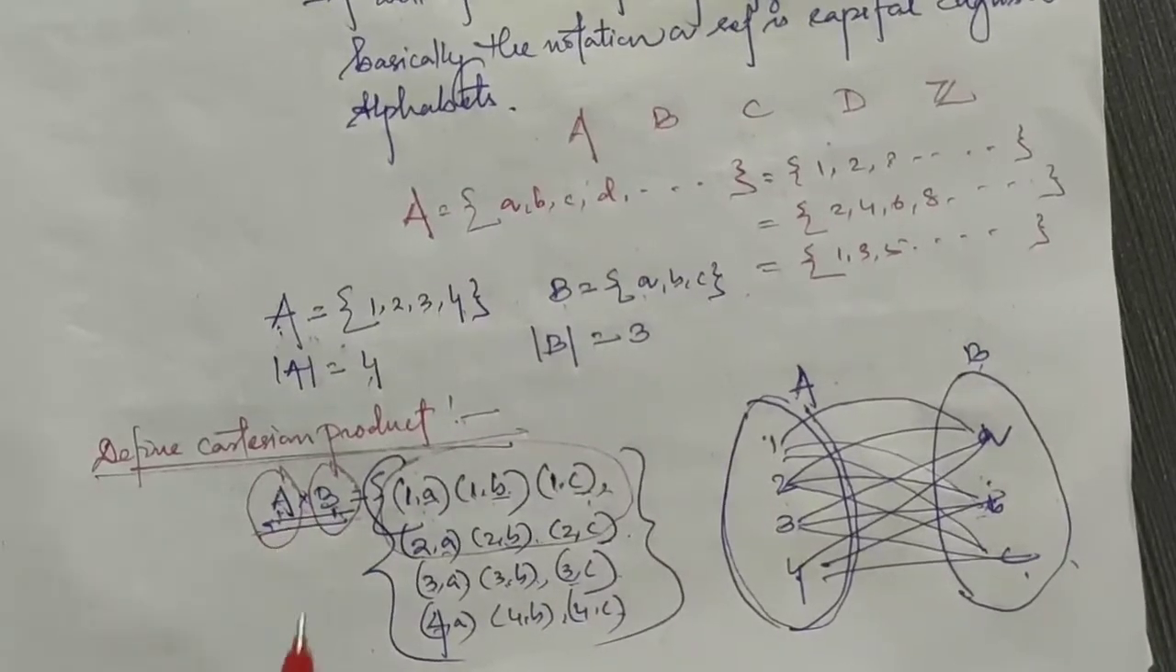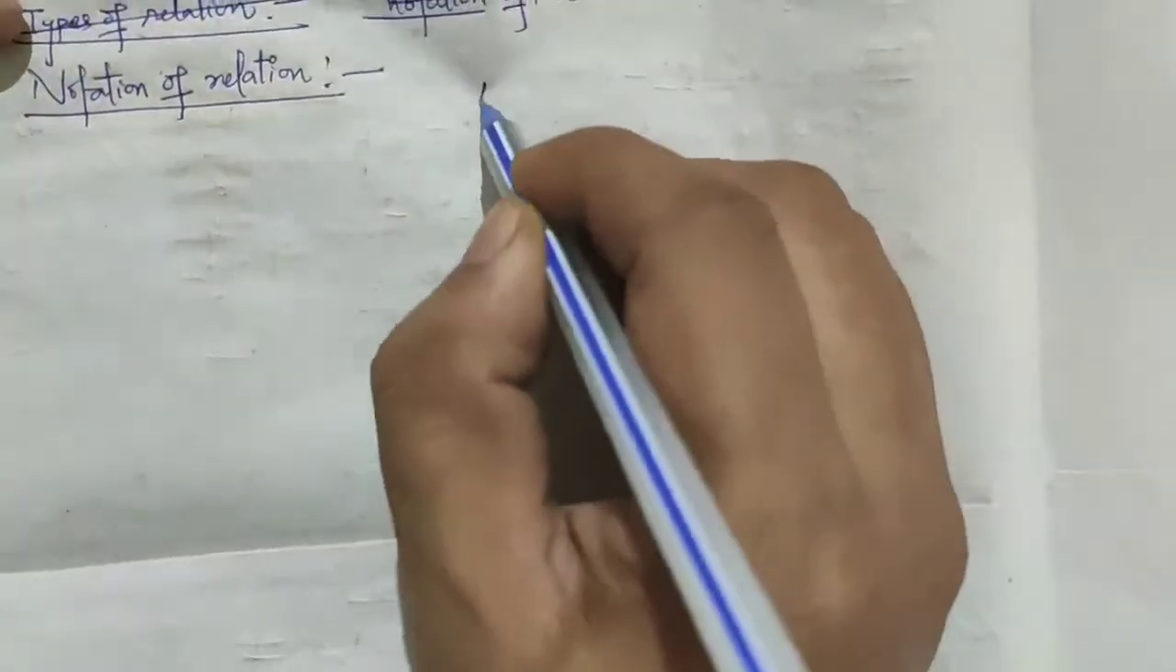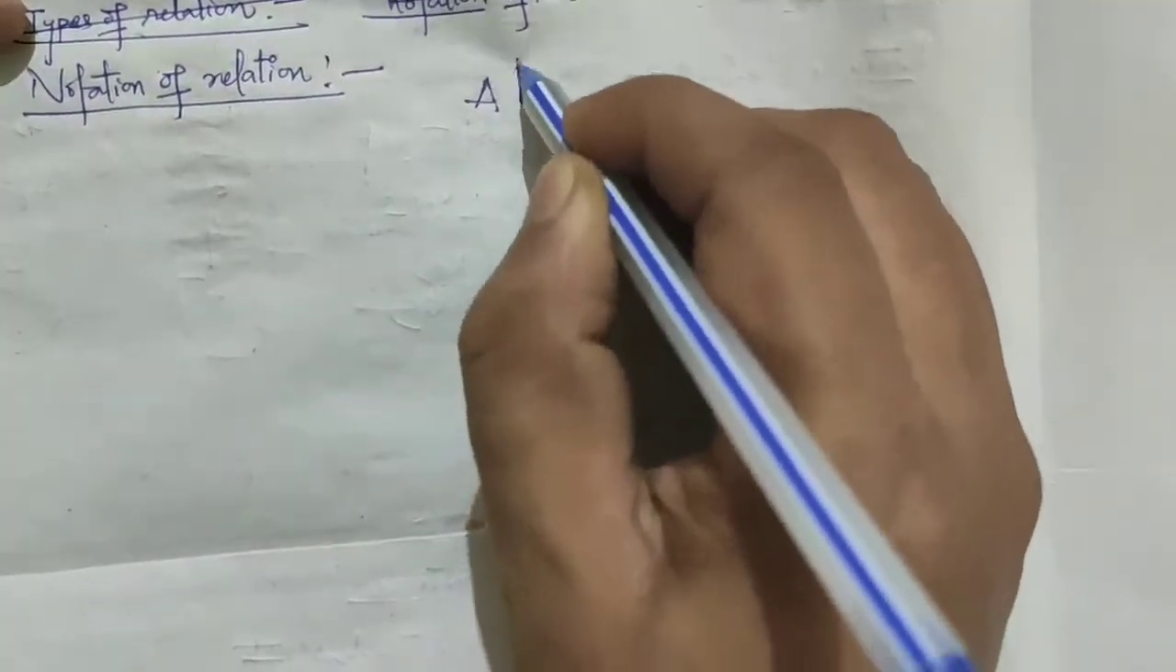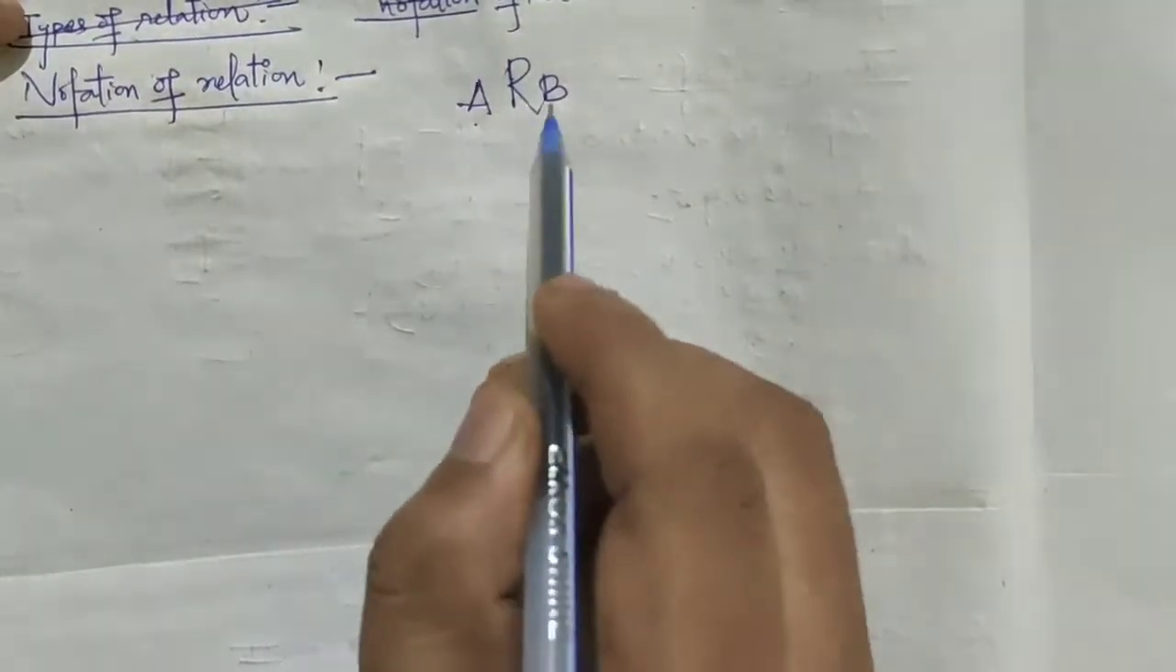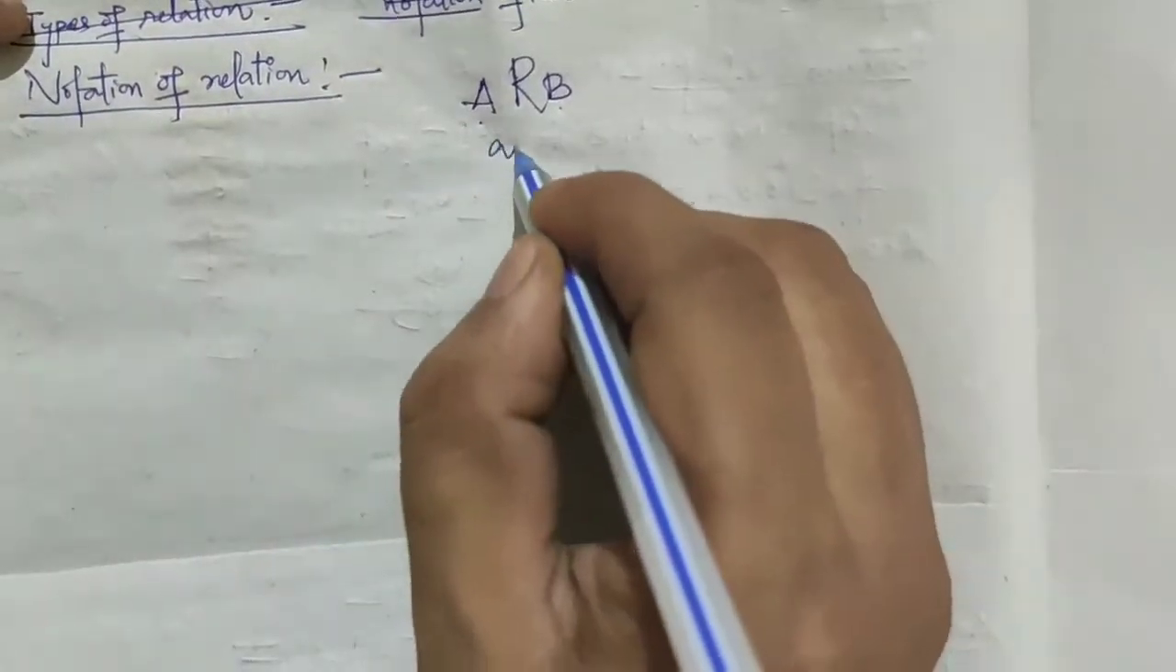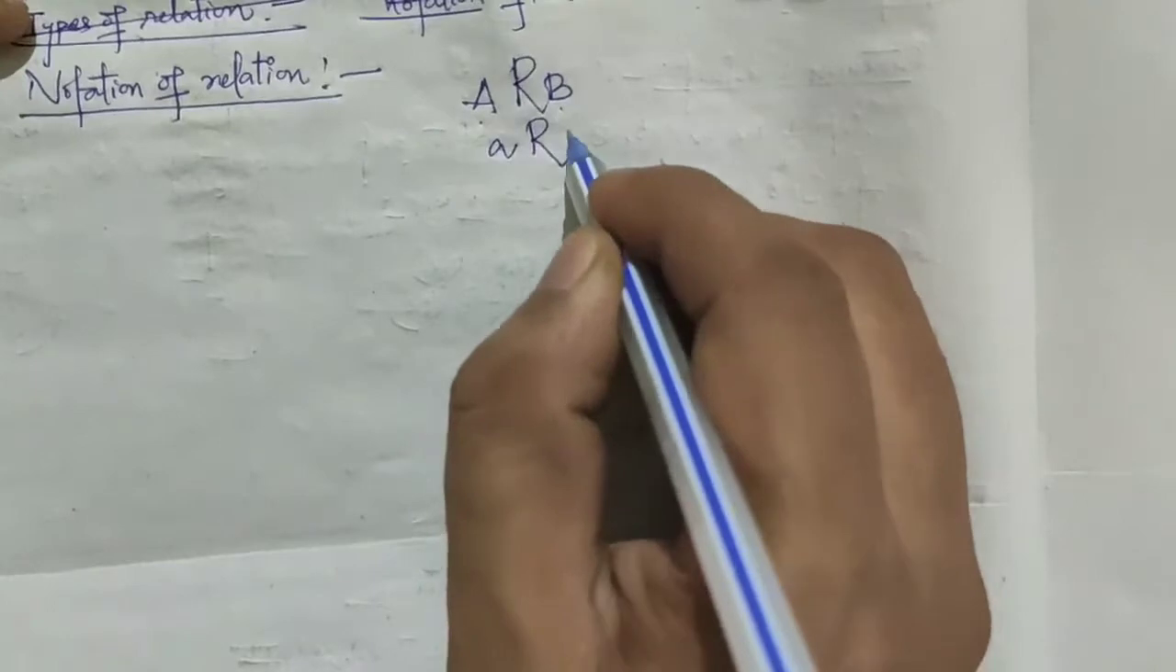There must be a condition. According to that condition, we are going to define various types of relationship. How do we give a notation for a relationship? If A is related to B, we can write ARB. It means the set A is related to B, or otherwise any element is related to another element.